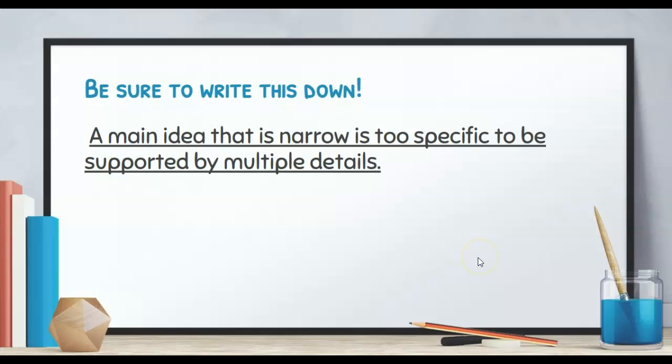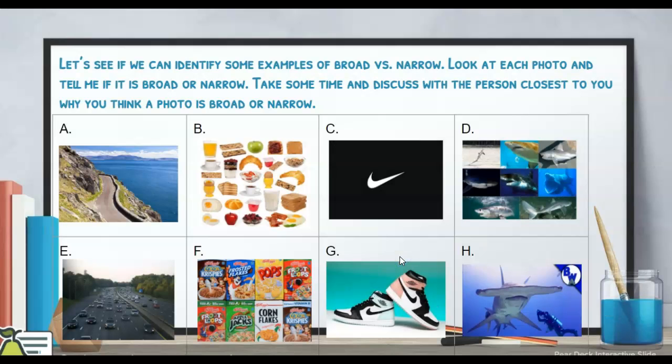Okay? So we want to make sure that our main ideas are different from each other, and that they're not too narrow so that they can't be supported by several different details. So let's see if we can identify some examples of broad versus narrow. Look at each photo and tell me if it's broad or narrow. Actually, let's do one picture and tell me if it is broad or narrow.